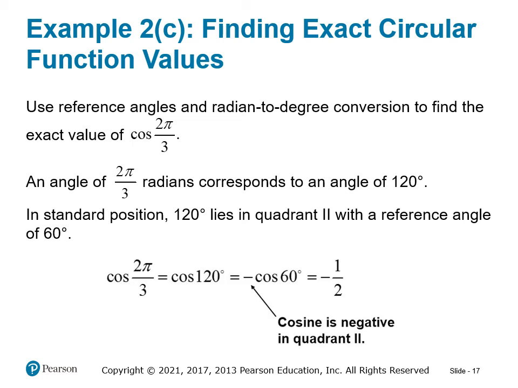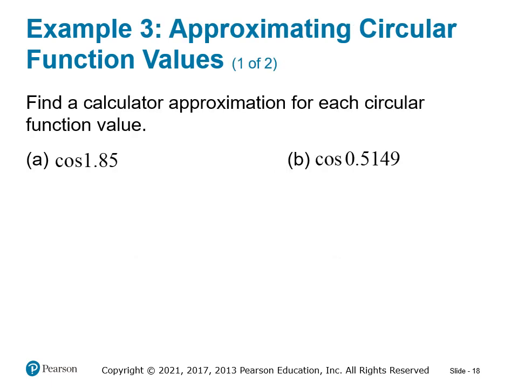So the cosine of 2 pi over 3 equals the cosine of 120, which, remember, has the reference angle 60, but since it's in quadrant 2, x is negative in quadrant 2, so we get the negative cosine of 60, which equals negative 1/2.